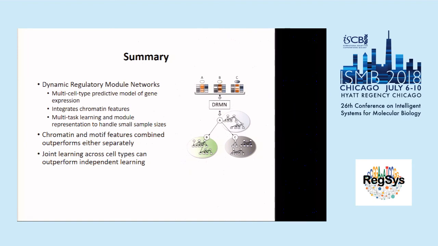To summarize, I told you about DRMN, a predictive model for gene expression in multiple cell types. We're able to flexibly incorporate chromatin information and use multitask learning and a module representation of genes to overcome the problem of having only one expression sample per cell type. We found that together using chromatin marks and motif features were the best predictors of expression, and the joint learning could outperform independently learned models, especially in the array data set, and for some cells in particular.